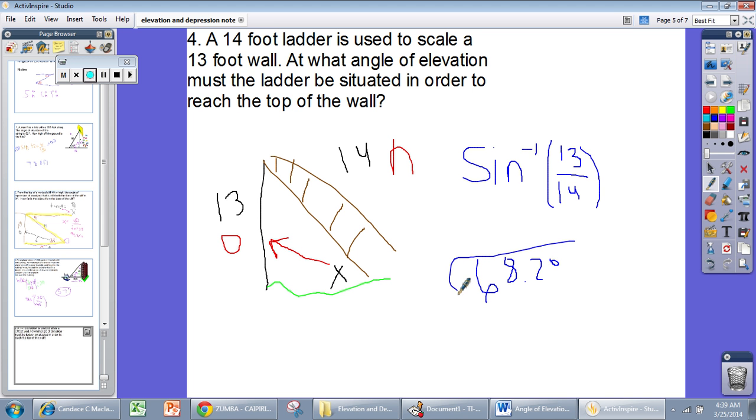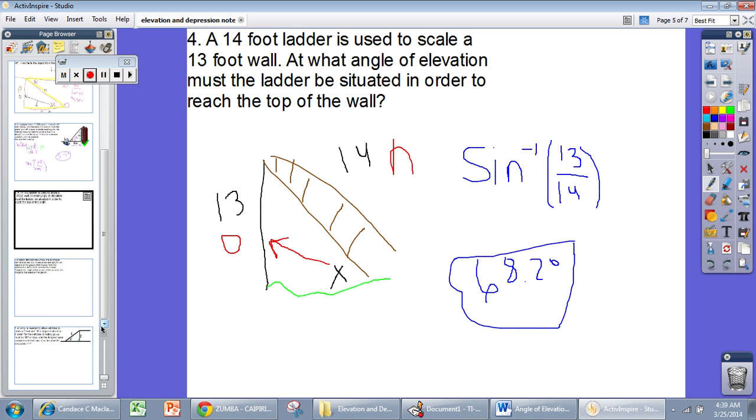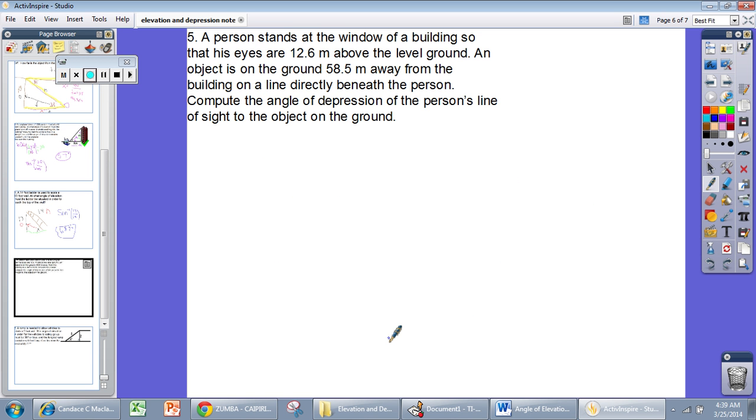Alright, number 5. Alright, so we have a person standing in a window of a building, and his eyes are 12.6 meters above the ground. There's an object 58.5 meters away on a line directly beneath the person. Compute the angle of depression of the person's line of sight to the object on the ground.